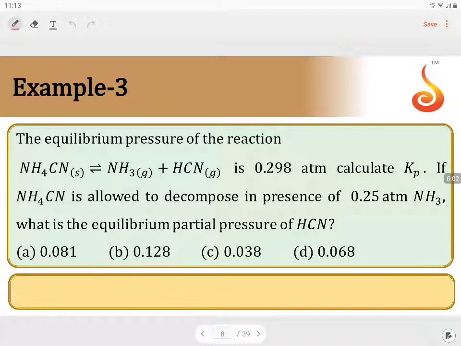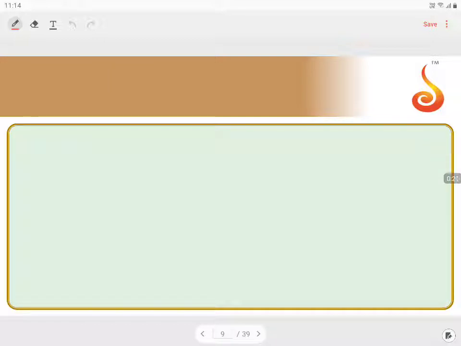The equilibrium pressure of the reaction NH4CN gives NH3 plus HCN is 0.298 atmosphere. Calculate Kp. If NH4CN is allowed to decompose in the presence of 0.25 atmosphere ammonia, what is the equilibrium partial pressure of HCN? So first step, process number 1.